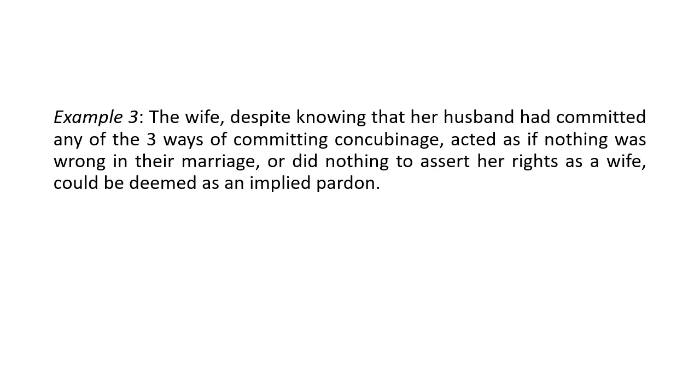Example number 3. The wife, despite knowing that her husband had committed any of the 3 ways of committing concubinage, acted as if nothing was wrong in their marriage, or did nothing to assert her rights as a wife. She could be deemed to have impliedly pardoned her husband or the offending spouse.